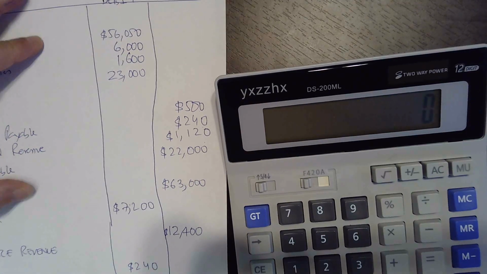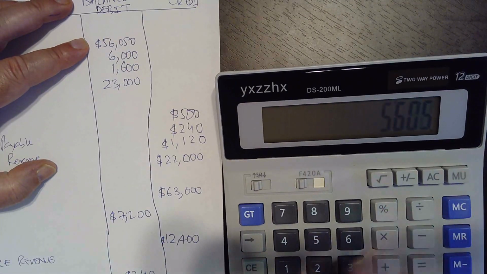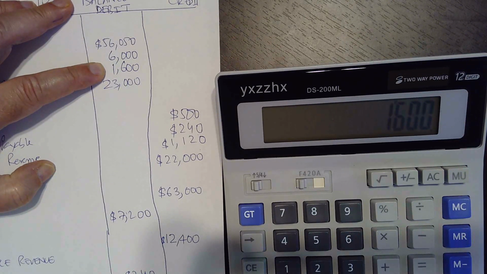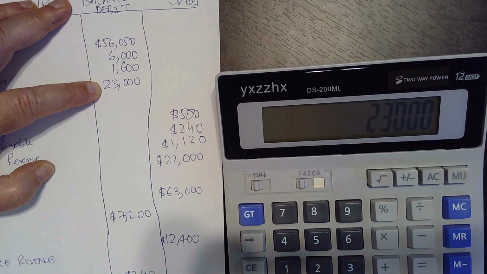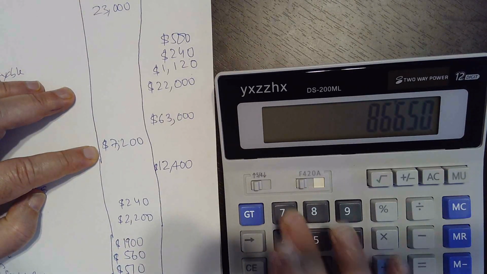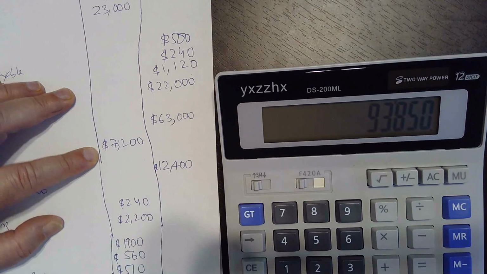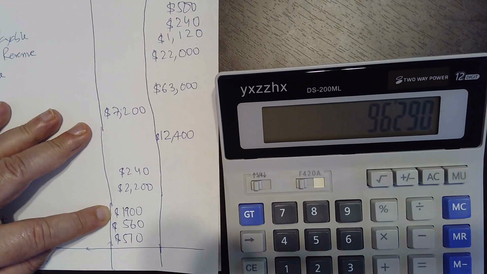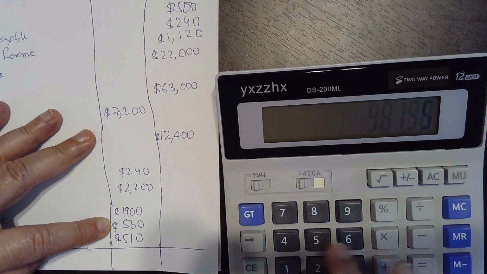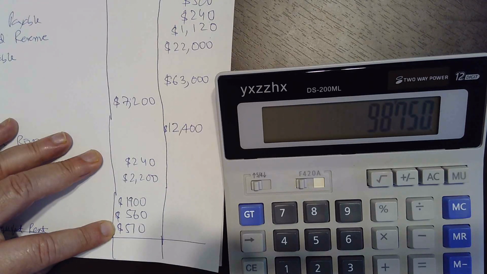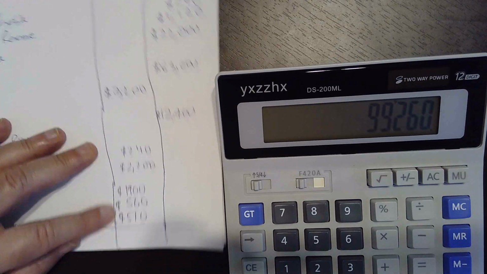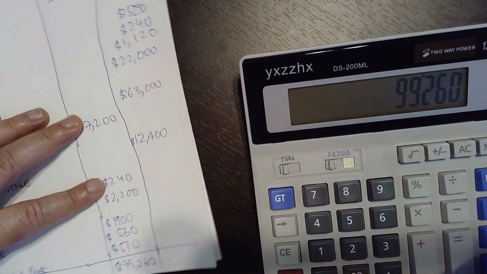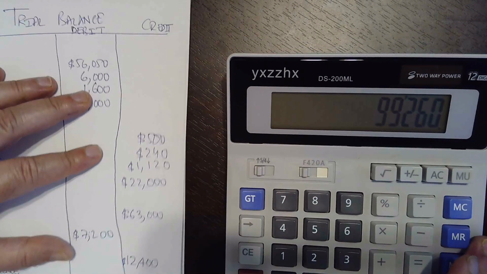All right, so we start with 56,050, 6,000, 1,600, 23,000, and then 7,200, then 240, 2,200, 1,900, 560, and 510. So it's 99,260. Okay. Now let's check on the credit side.